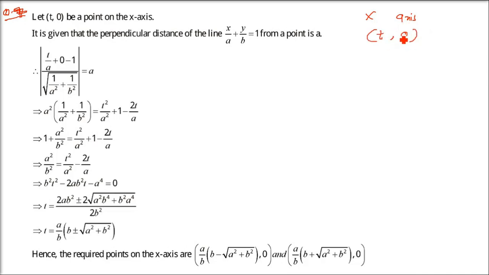So you just take x as say t, or you can take any alphabet. So y exactly we know is 0, but x we don't know. So this is (t, 0). Now we have to find the distance of this point from this line, x/a plus y/b equals 1. So what is the perpendicular distance from here? Well, let me write it in the form of ax plus by plus c. So 1/a I am taking as the coefficient of x, plus 1/b y, and minus 1, I am taking on the left hand side equals 0. Now ax plus by plus c equals 0, this is the form. Now distance can be easy.